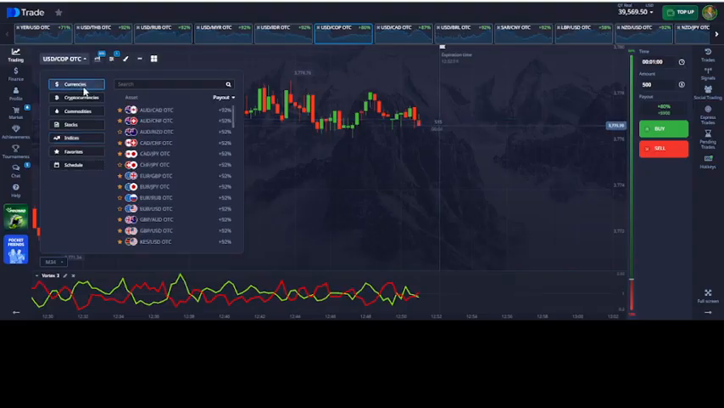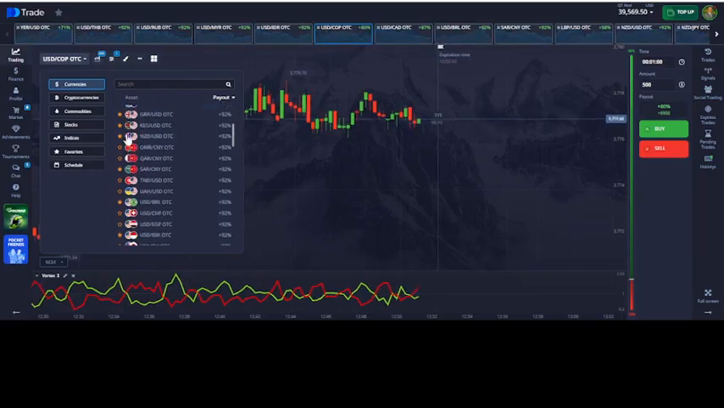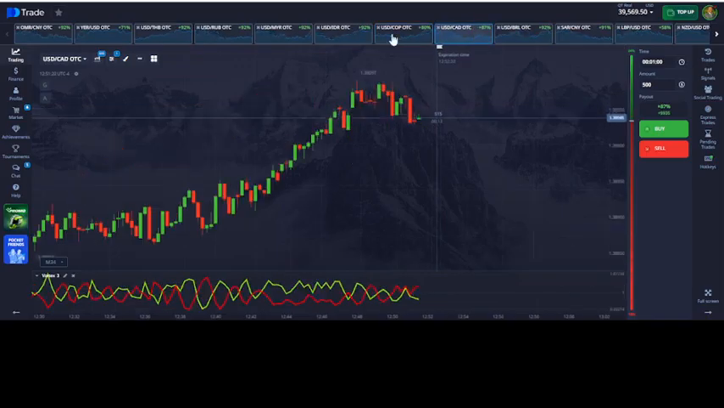When you click on the currencies icon, the pairs show up in this drop down menu here. I've already checked off the various OTC assets here. When you check them off, the assets appear at the top of the chart here. So you can quickly go through each of the assets and analyze them quickly and efficiently.